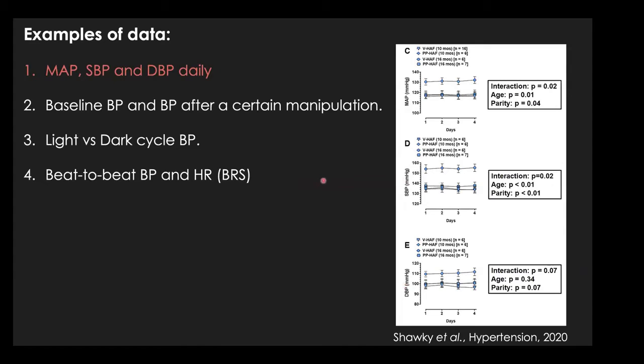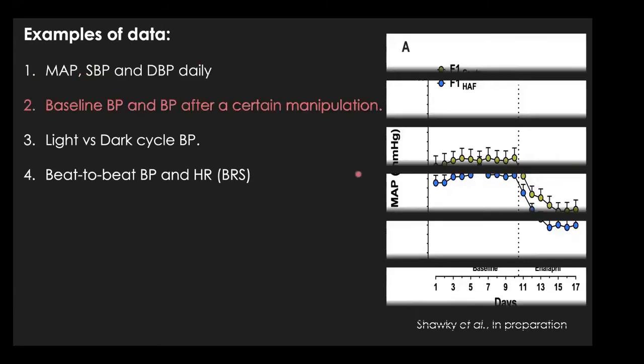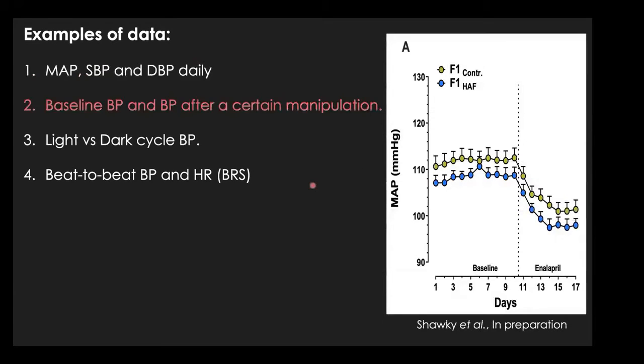No manipulation here, it's just that the 4 groups were different. Another example is people measuring the baseline blood pressure and then the blood pressure response to a certain manipulation, for example, a certain treatment or a certain surgical procedure, whatever they want to do. So they record the blood pressure baseline daily, and then they go ahead and give their treatment.